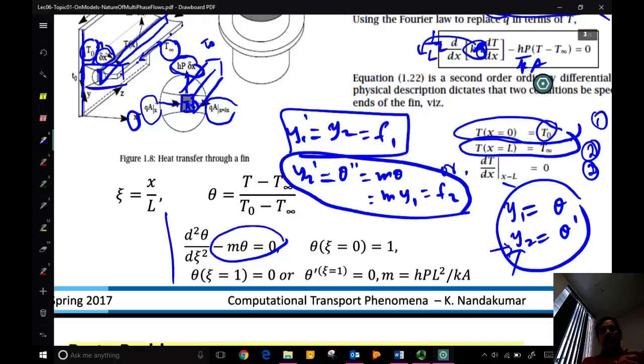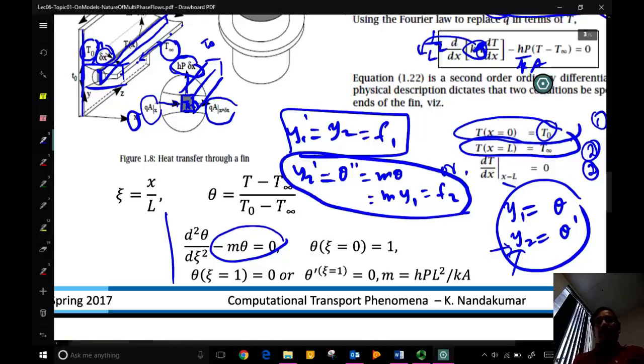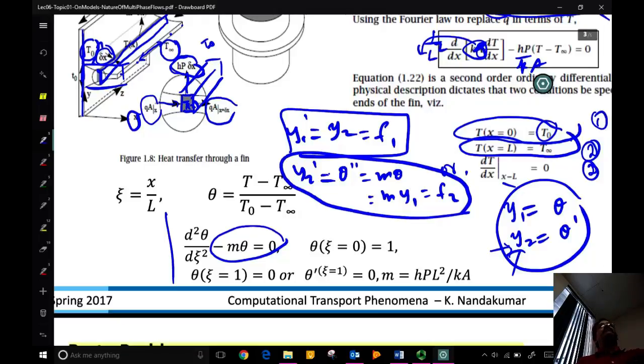Okay? Now I need to convert the boundary conditions also into this form. And what we need to do in MATLAB is write a function that takes y1 and y2, returns f1 and f2. Just like we did in fsolve and just like we did in ODE45. You write a function that defines what your problem is and that takes a vector consisting of y1 and y2, returns a vector consisting of f1 and f2. Okay, and we will see how to do that.